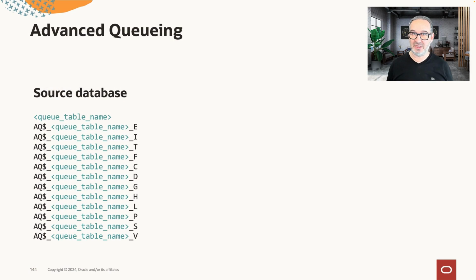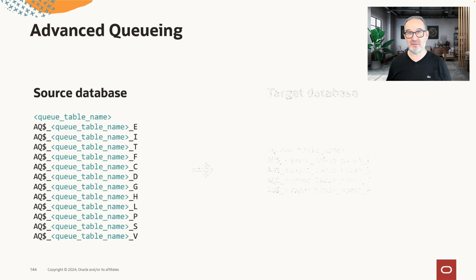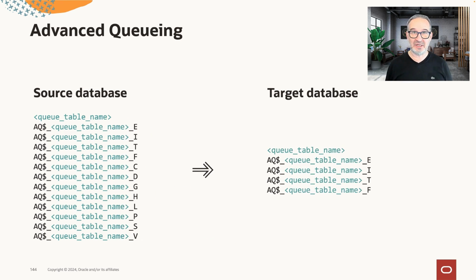Let us have a closer look. This is in the source database. So you created a queue table, and in the background, the database creates a queue infrastructure, which are IOTs. Now, when you migrate over, when you do a transportable tablespace migration, in the target database, the queue table will be created and also a part of the original infrastructure, because many of the things get created on demand by the database. So out of the box, when you run our comparison script, that may differ.